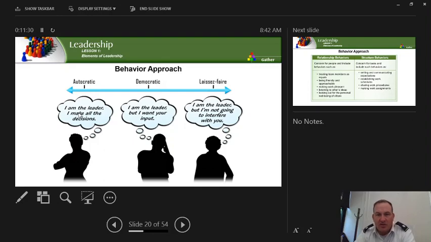And when you're looking at the overall mission, then you use some of these other approaches. But the situation may dictate what behavior is utilized.